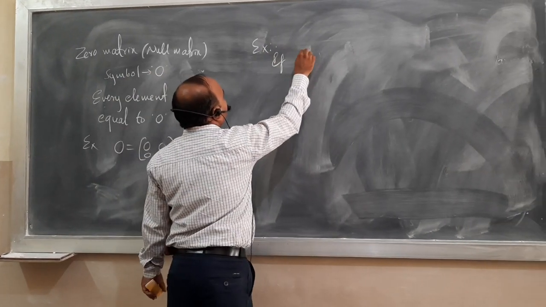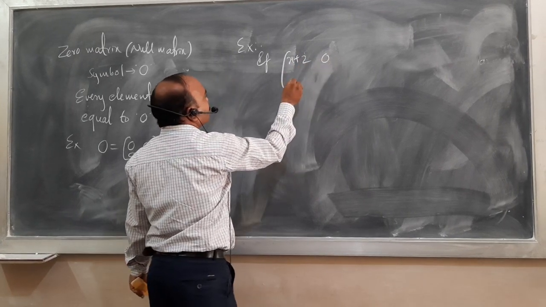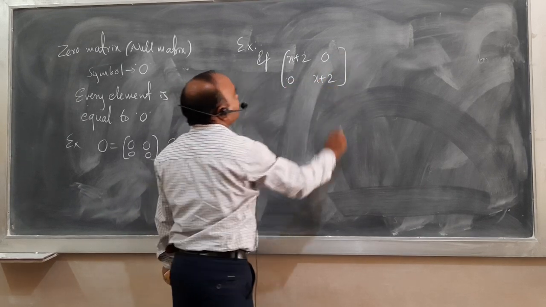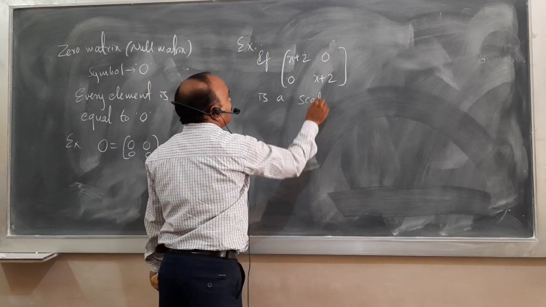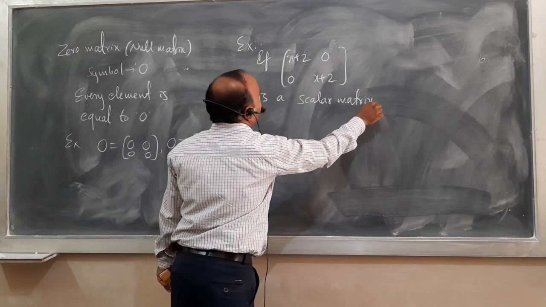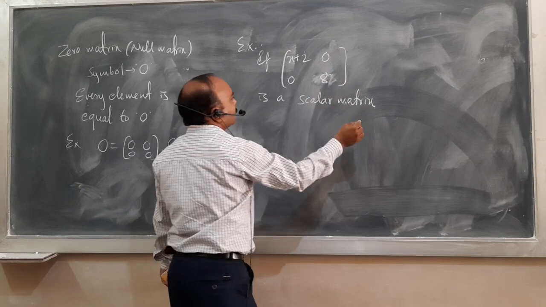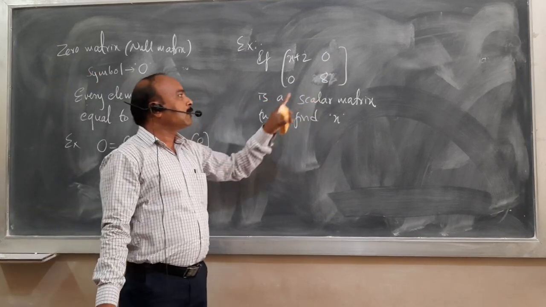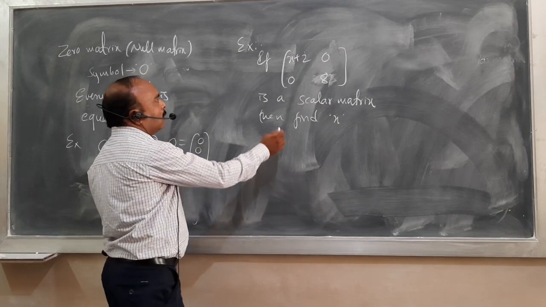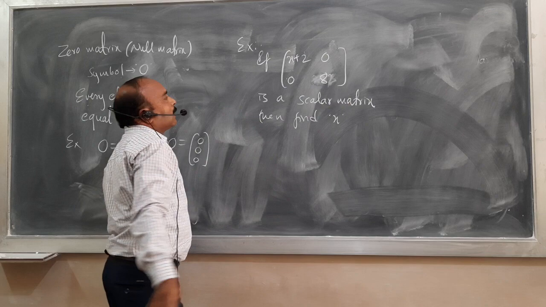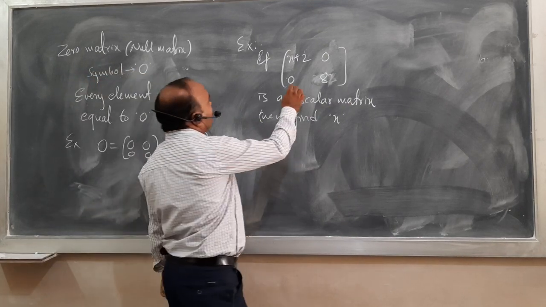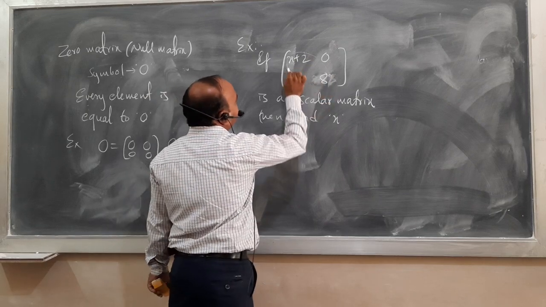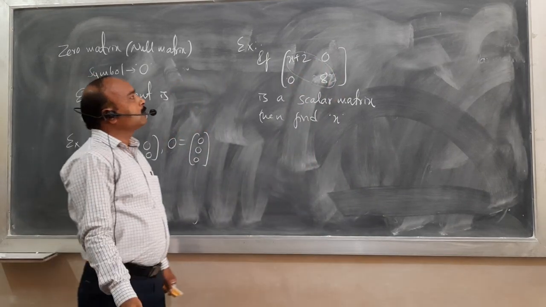If [x plus 2, 0; 0, 8] is a scalar matrix, then find the value of x. Now, it is compared with a scalar matrix. As you know, in a scalar matrix the non-diagonal elements are equal to 0, but the diagonal elements are equal. In this case, we observe that the diagonal elements are x plus 2 and 8, but according to our definition, these two are equal.